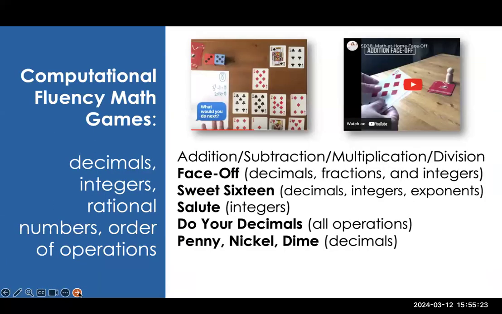So here are some examples of computational fluency math games for grades 6 to 9. Again, there's a math games tile on the 6 and 7 framework and the grade 8 and 9 framework as well. And they're embedded in the week plans, again, under math workshop as a practice task, that sort of intentional, deliberate practice for computational fluency. Again, focusing on all 4 operations: addition, subtraction, multiplication, and division with different types of numbers. So card games like Face Off and Sweet 16, Salute. The students might have been playing Salute since they were in grade 1 or 2 with addition and subtraction.